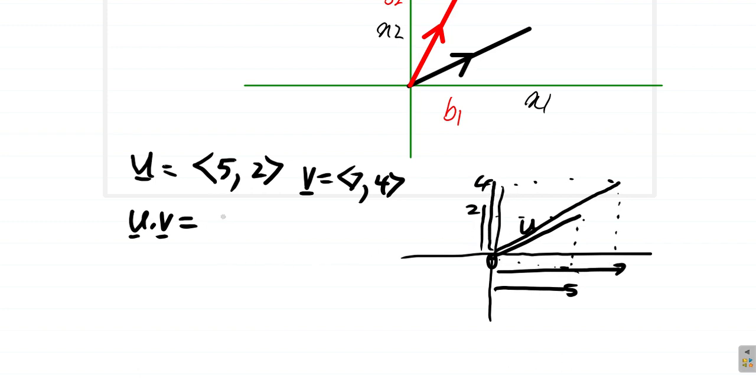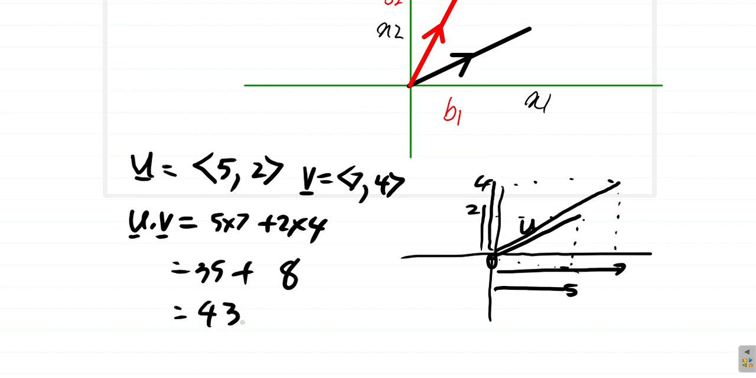So the dot product means to multiply. So it will be 5 times 7 plus 2 times 4. It will be 5 sevens, 35, plus 2 fours, 8. 35 plus 8 will be what? 35 and 5 is 40 and 3 more, 43. Now notice the dot product is a scalar quantity. It doesn't have any direction. Alright?